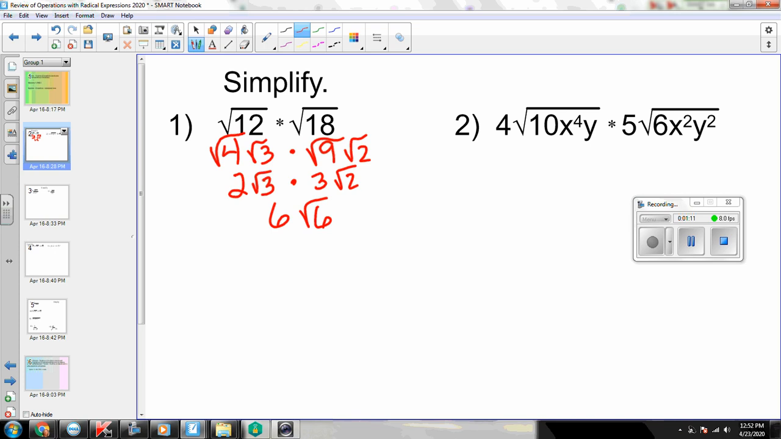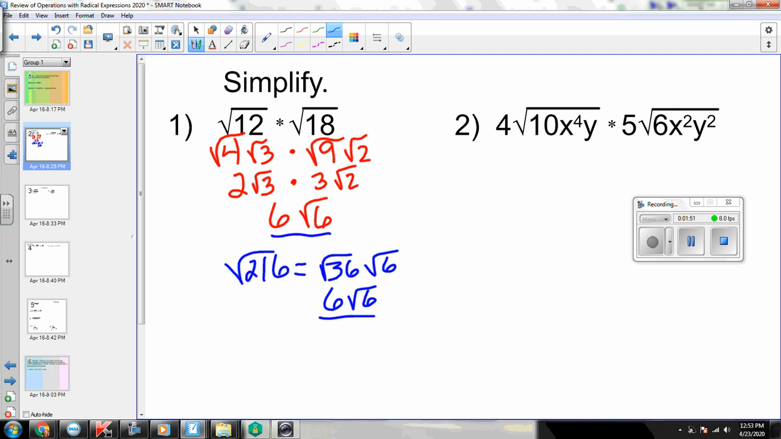Now I could have done it a different way. I could have gone ahead and taken 12 times 18. If I do it that way, I will have the square root of 216. And then I would have to try to find what perfect square number goes into 216. Well, I'm thinking 36 does, because 36 times 6 is 216. So I could break this down into radical 36 times radical 6. The square root of 36 is 6, then I will get 6 radical 6. So either way, I'm going to get my final answer of 6 radical 6.